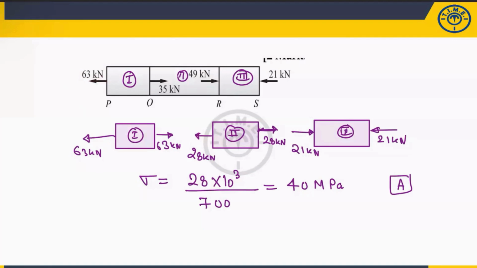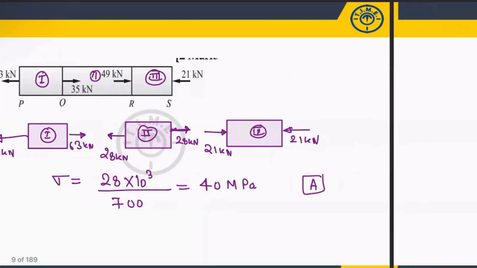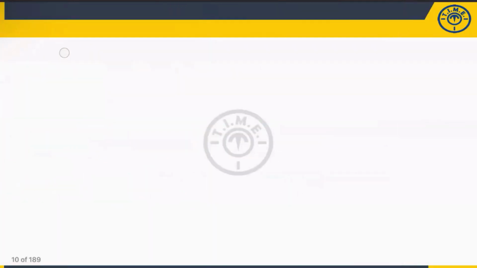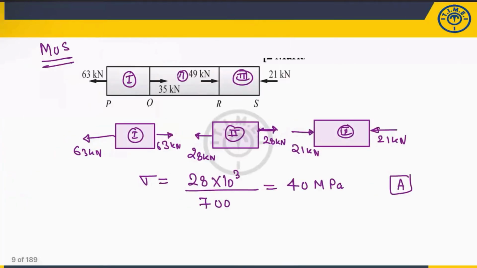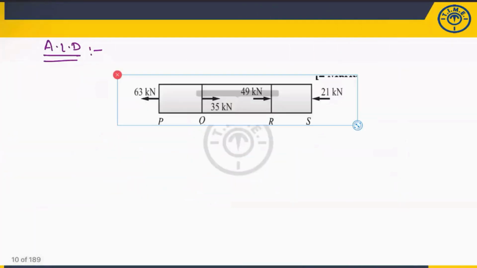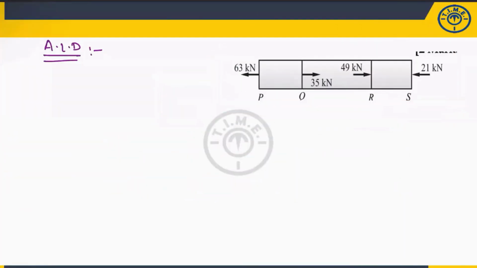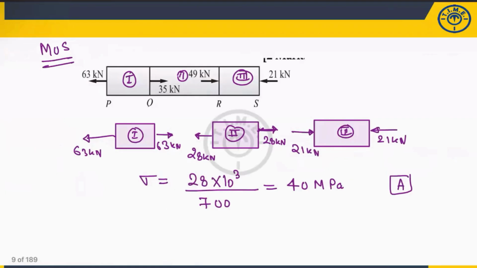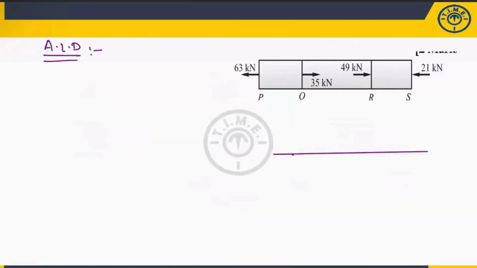Now this is the first method, which is called the method of section. Now the second method is the axial load diagram. How will you solve with the axial load diagram? Very simple. I will take this figure in the next slide. Now see, 63 will be tensile, which will be above.